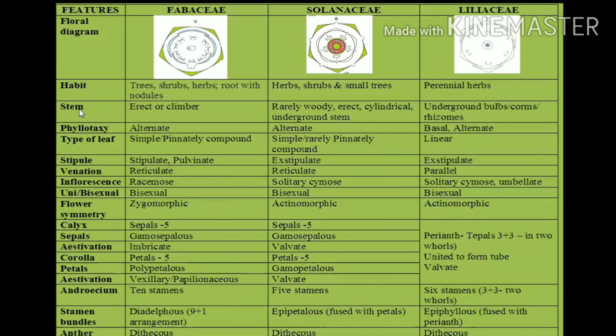Stem, Fabaceae, most of them are erect or climbers. Solanaceae, they are rarely woody, erect, cylindrical, and they possess an underground stem. Liliaceae mostly possess underground bulbs, corms, and rhizomes. Phyllotaxy, all the three families possess alternate type of phyllotaxy.